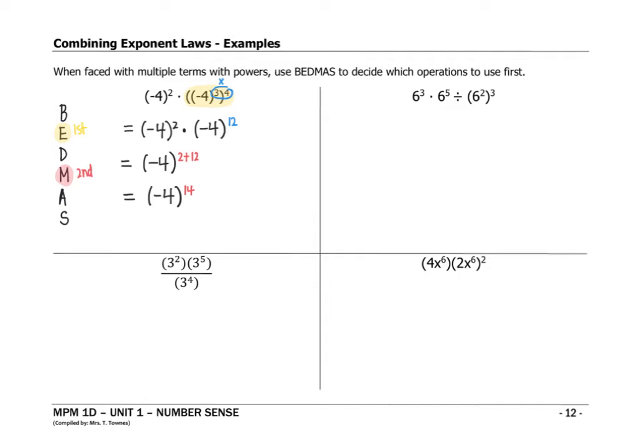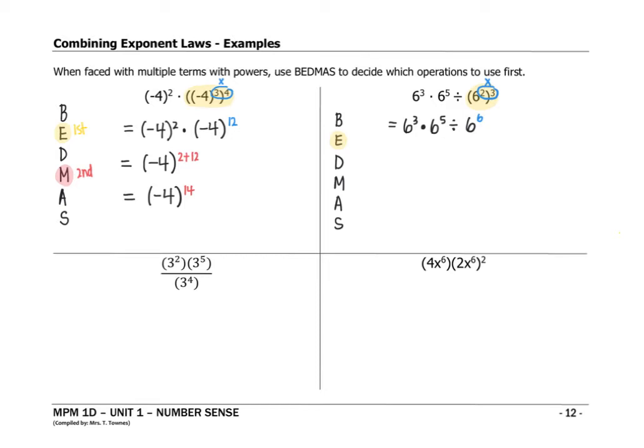The second example will also require us to use BEDMAS. We will need to deal with the exponents first, which means that we'll deal with the power of the power at the end of the expression. So we'll leave the 6 to the power 3 times 6 to the power 5, and then we'll divide that by 6 to the power of 6. We're going to multiply those two exponents. When the power of a power is given, we know that implies multiplication.